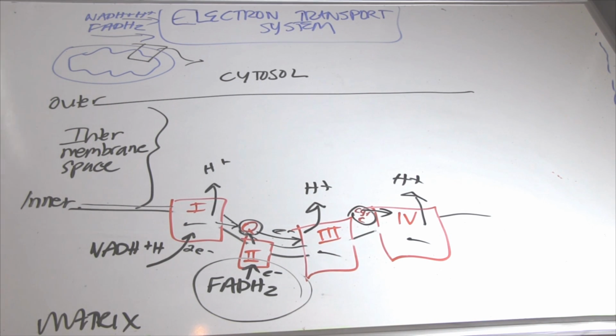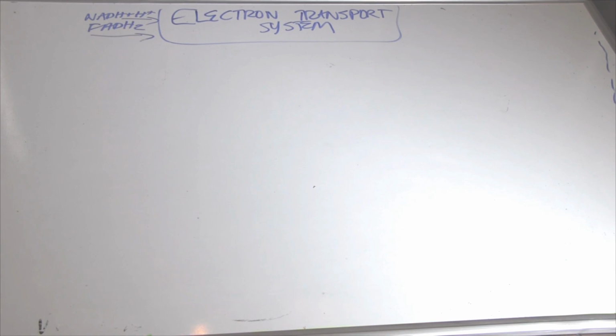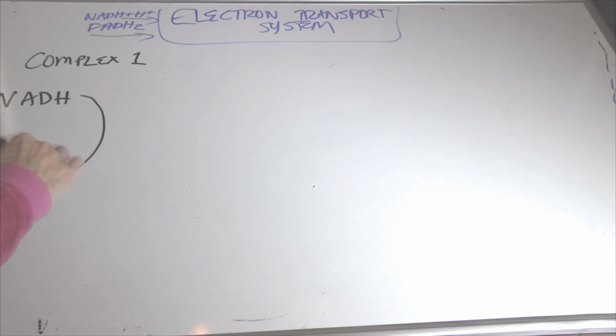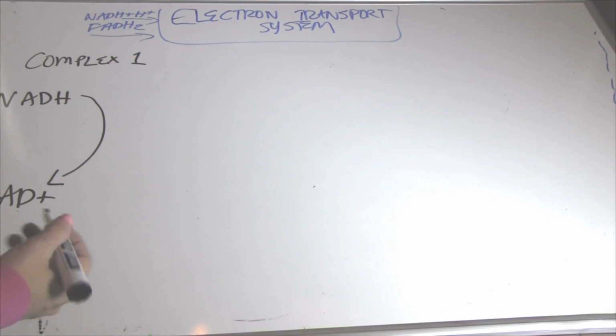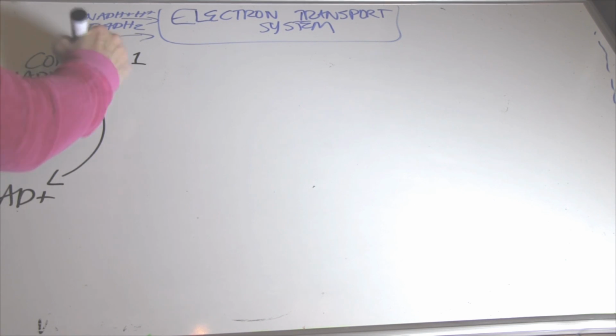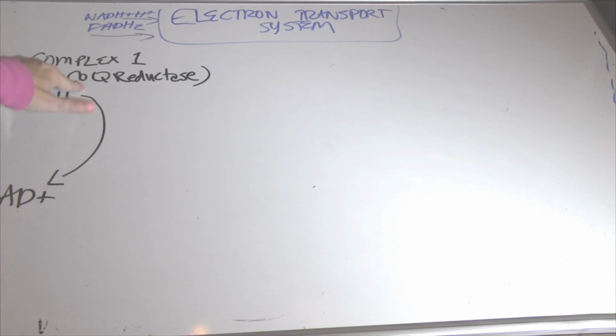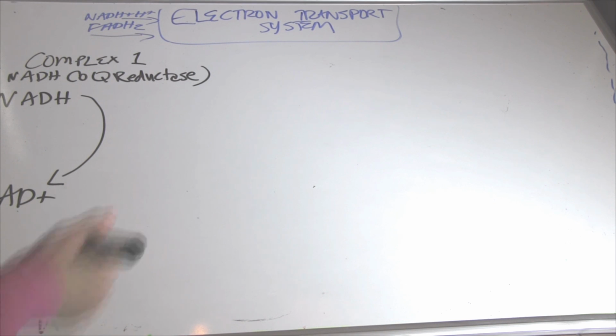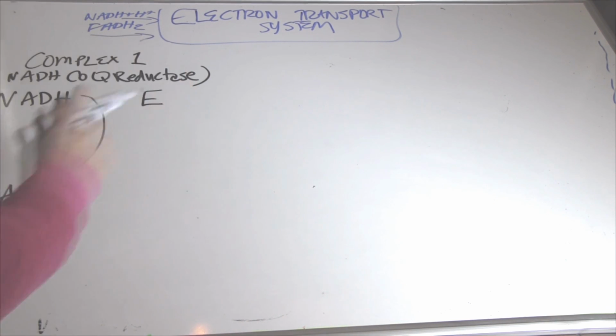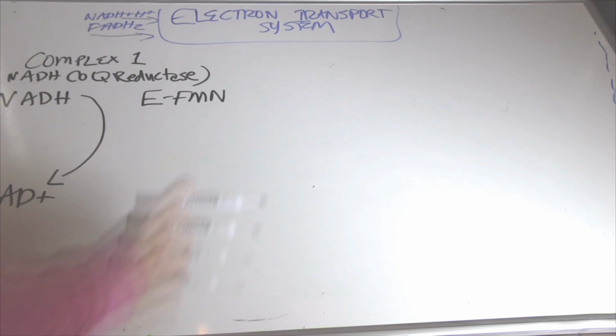Okay, so let's blow this up and see exactly what's going on here. Okay, we have NAD dropping off at complex 1. The first complex is called NADH coenzyme Q reductase. So I'm going to draw it like this. E is for enzyme. We have an FMN group as a coenzyme in this reaction.